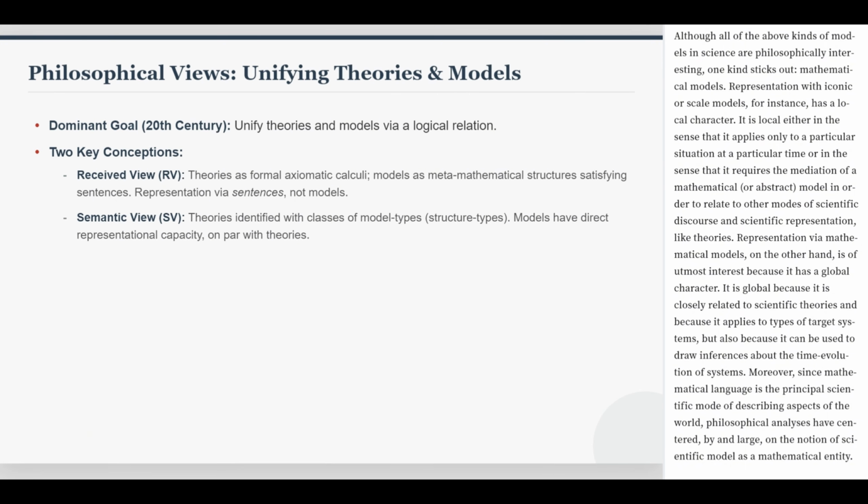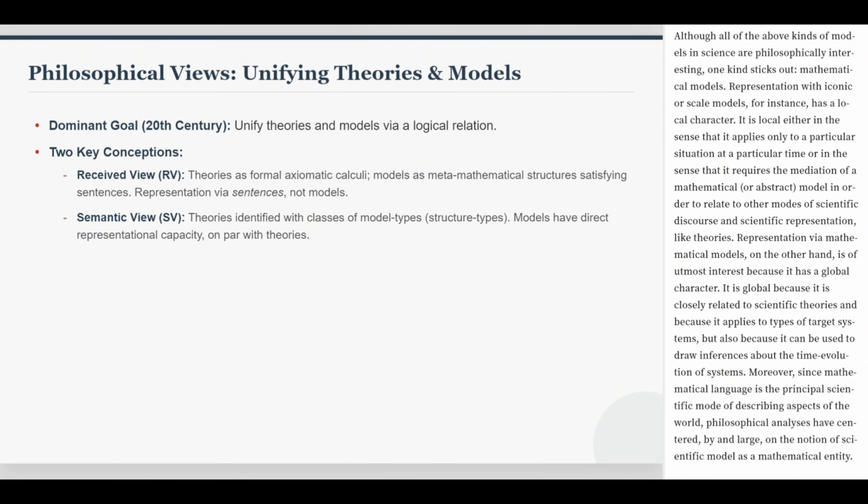Now, let's shift gears to the philosophers. For a long time, a big goal was to find a unified way to understand both scientific theories and models. How are they related? What's the underlying logic? Two major schools of thought emerged. First, there's the received view, or RV.